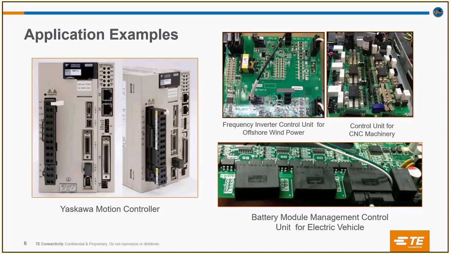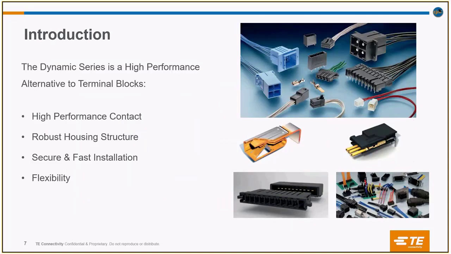Let's take an introduction to the dynamic series, because these are an alternative to terminal blocks. So what are the four features that we have of the dynamic series? We have the high performance contact. What do we mean by a high performance contact? The large high performance contact area prevents chance of disconnection over time, and it is made up of high conductivity material, and we also do have the gold plated versions available.